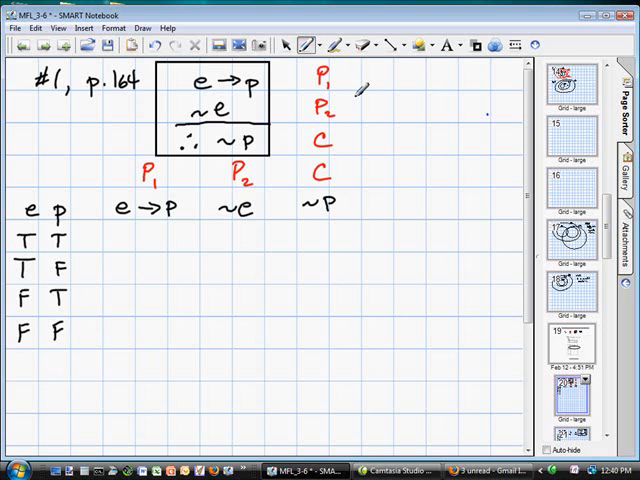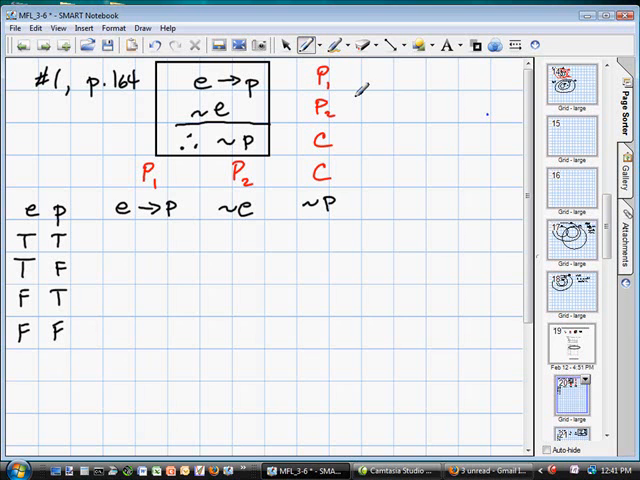In words, it's if you eat your spinach, then you can go out and play. If E, then P. So you see where I got that? And the second premise is, alas, you did not eat your spinach. And the conclusion is, therefore, you cannot go out and play. Okay, let's make a diagram.